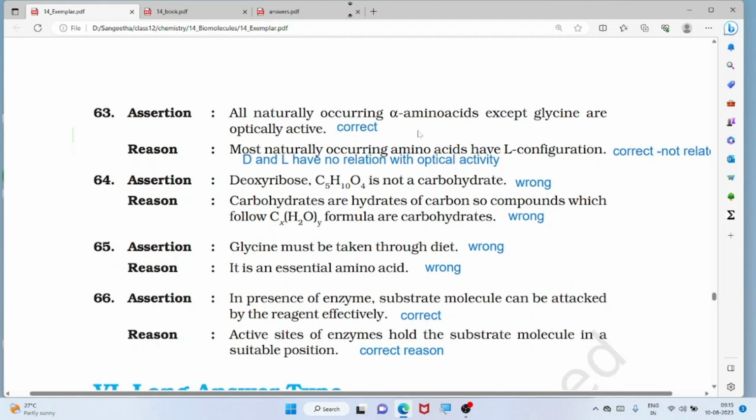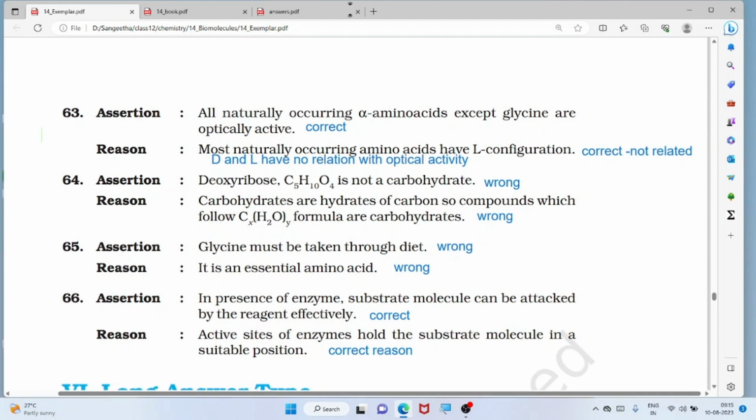All naturally occurring alpha amino acids except glycine are optically active, correct? Most naturally occurring amino acids have the L configuration. This is not related to this. D and L have no relation with the optical activity. Optical activity is denoted by the plus and minus sign. D and L have nothing to do with it.